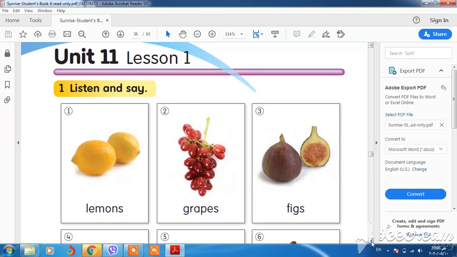Okay, now we will talk about unit 11. In this unit it's talking about what? It's talking about present simple also, but the subject should be he, she, it. Okay, let me show you.